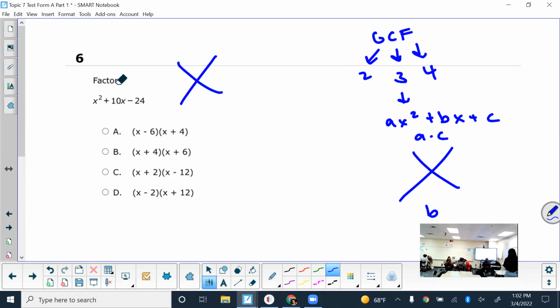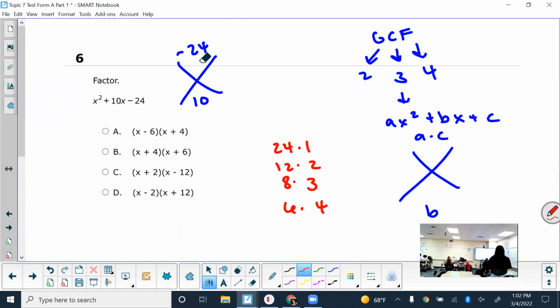What is my A times C in this one? X squared times negative 24. 1 times negative 24. And then B on the bottom, what's B? Positive 10. Now we need to find 2 numbers that multiply to the top and add to the bottom. And honestly, 24 is just one of those numbers that has a lot of options. So here's some of the options, or all of them probably. Which one could multiply to negative 24 but add to 10?